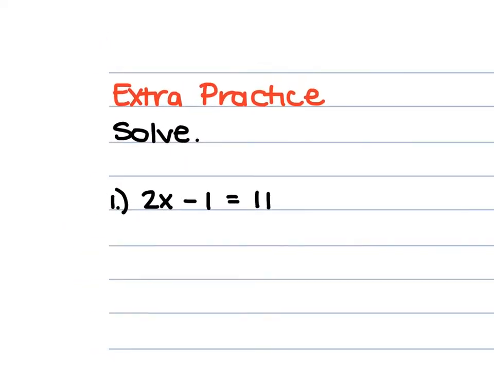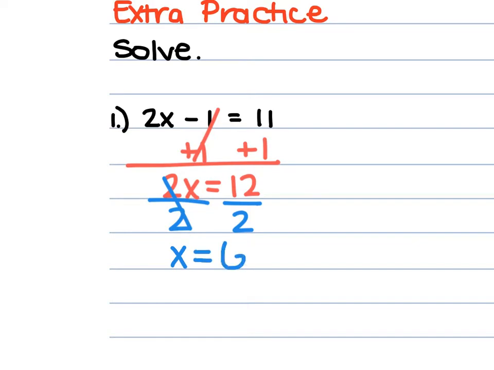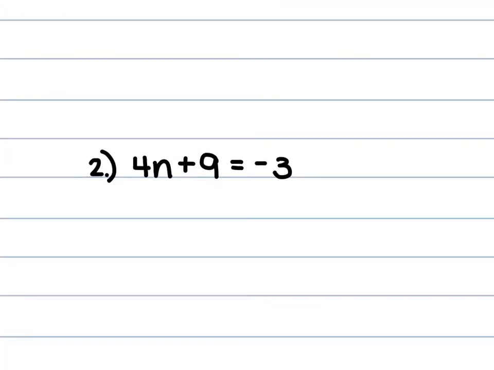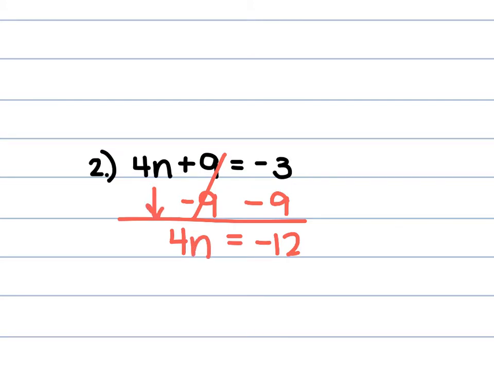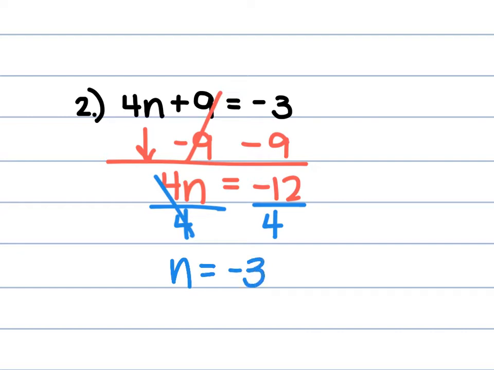If we look at some extra examples, for example 1, we have 2x minus 1 is equal to 11. We're going to add the 1 to both sides and get 2x is equal to 12. From here, divide each side by 2, and we get that x is equal to 6. For example 2, we have 4n plus 9 is equal to negative 3. Subtract the 9 from both sides. Negative 3 minus 9 is negative 12. Bring down that 4n, so 4n is equal to negative 12. Divide each side by 4 now. We get that n is equal to negative 3.